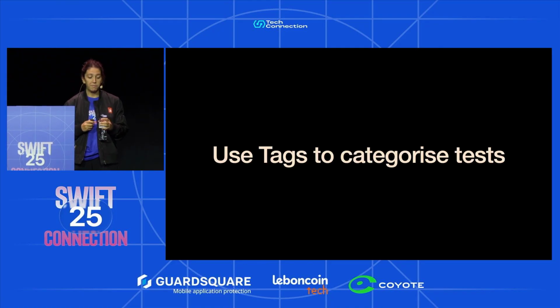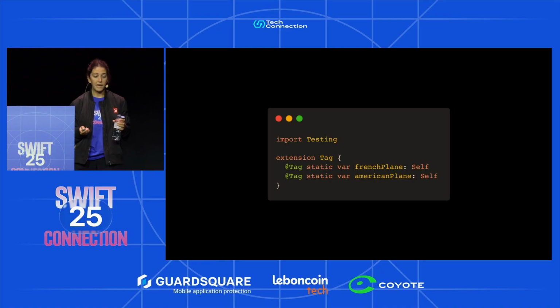So, we use tags to categorize different tests. By doing that, we just import the testing framework, extend the tag type, and use the add tag macro. Super important here, the static var thing, it cannot be a static let, because of what the macro does, a bunch of stuff with it. Unfortunately, this is a lightning talk, so I won't dive into the finer intricacies of that. And to be perfectly honest, I have no idea what the add tag macro does, but I encourage you all to check it out.